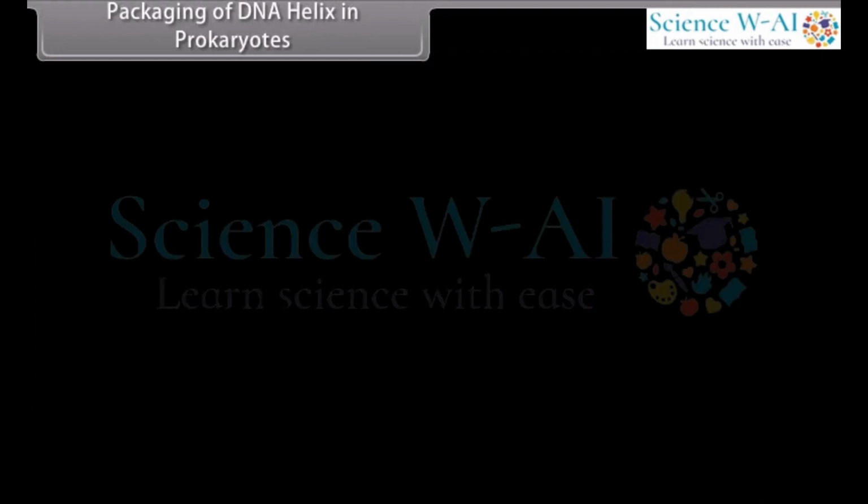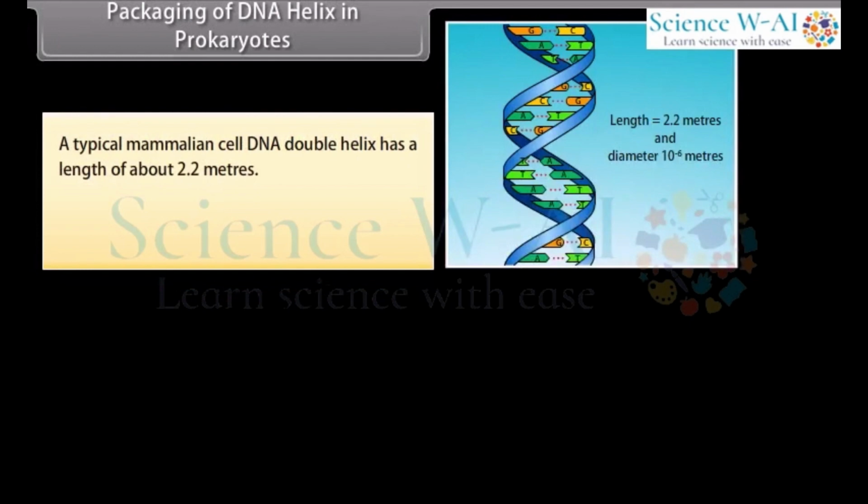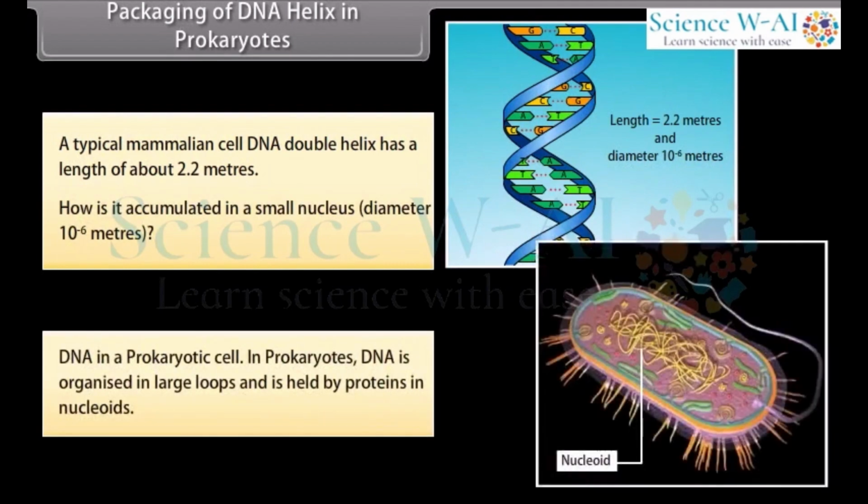Packaging of DNA helix in prokaryotes. A typical mammalian cell DNA double helix has a length of about 2.2 meters. How is it accommodated in a small nucleus? First, in a prokaryotic cell. In prokaryotes, DNA is organized in large loops and is held by proteins in nucleoids.